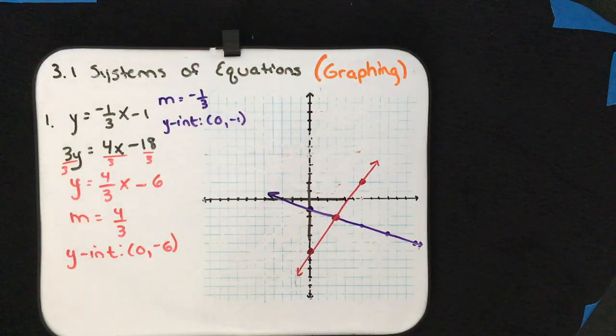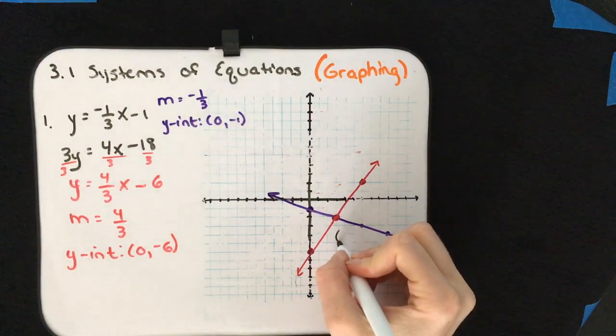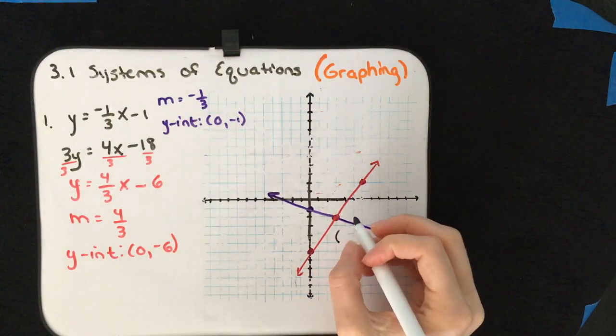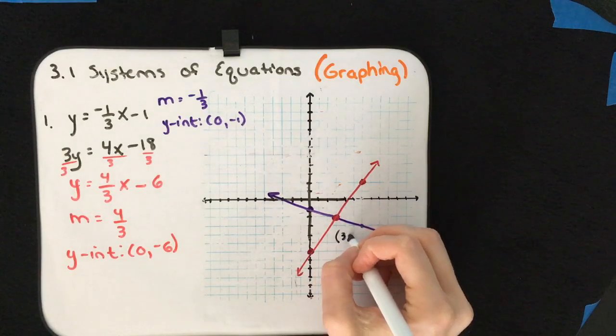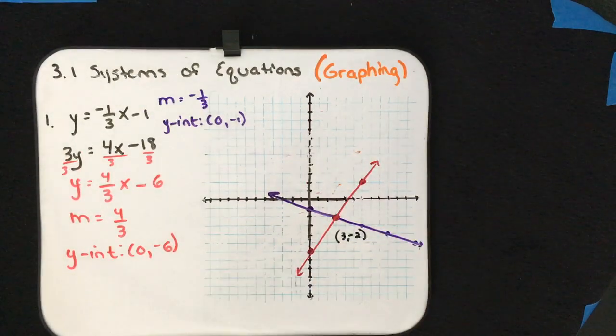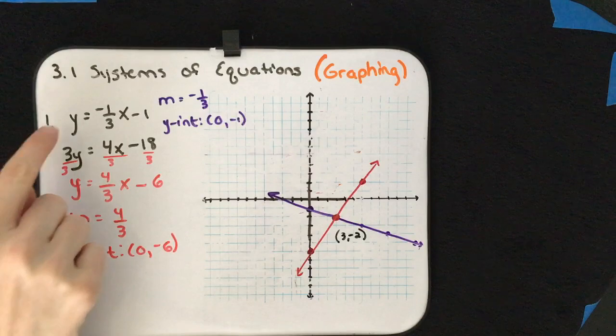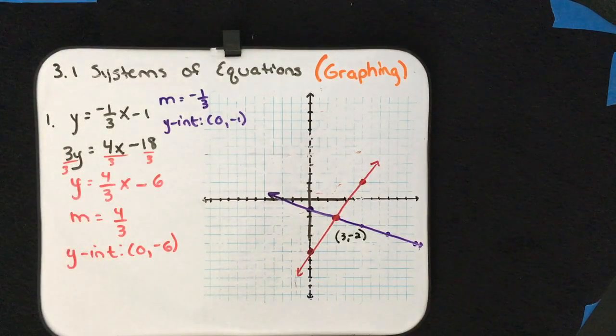And now we can see our solution. Our solution is where these two lines cross, which in this case is right here, and our point is 3, negative 2. So this means if I were to put 3, negative 2 back into both of these equations, that's the one point that will make both equations true. Let's try another one.